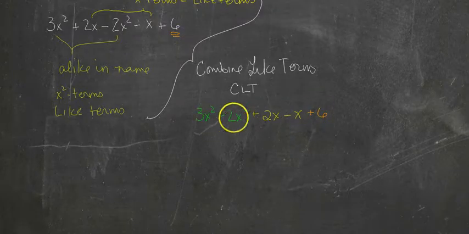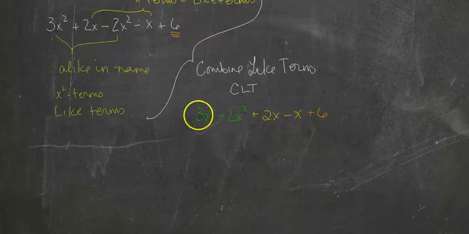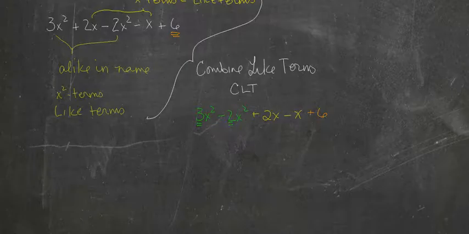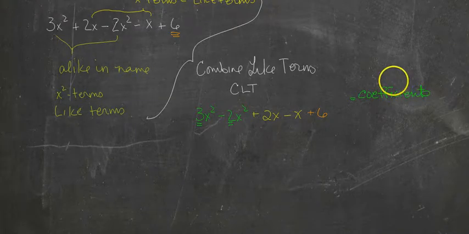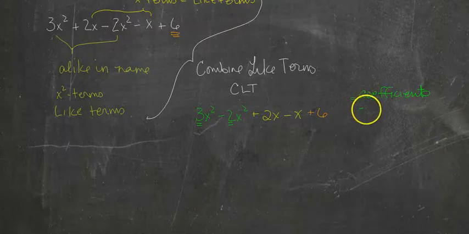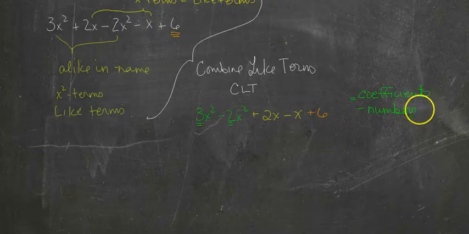Okay, so let's combine. The only terms you can combine are the ones that are alike. How am I going to put 3x squared and a minus 2x squared together? Well, this is where the coefficients, there's a new word. These double underlines, these are coefficients. Right? The coefficients are the numbers in the front of the variables.